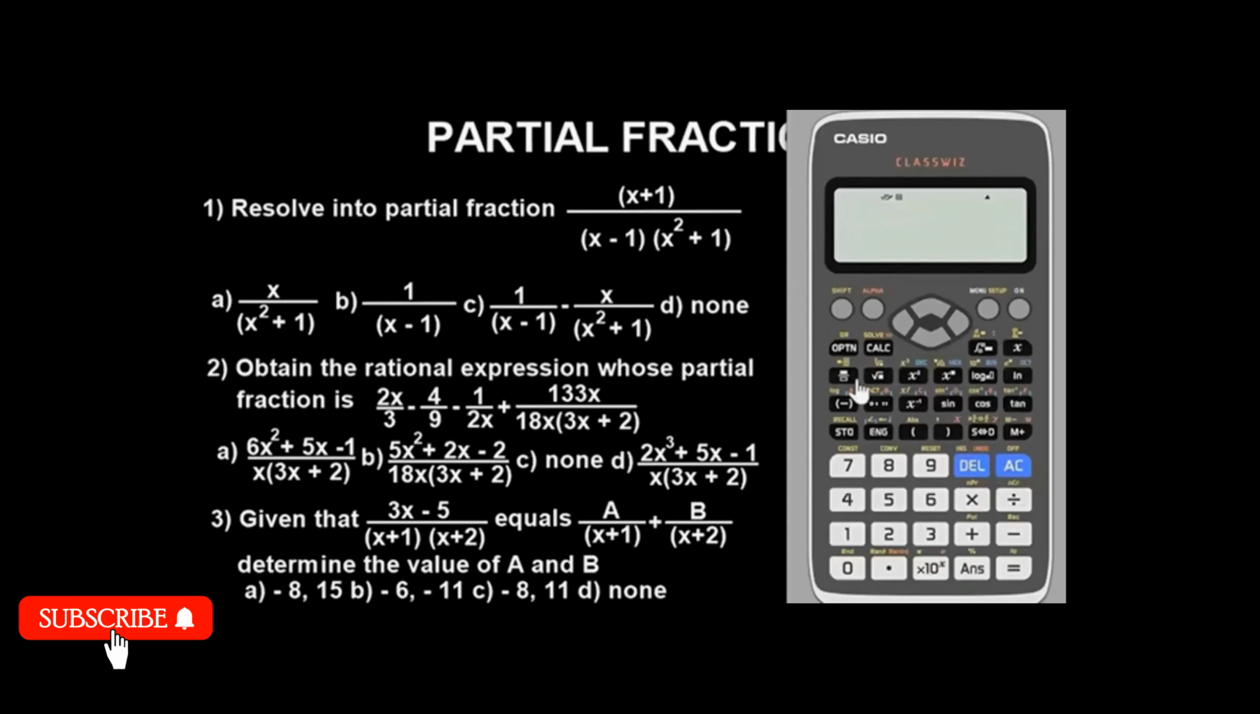Very simple, guys. Okay, so question 3 says given that 3x minus 5 all over x plus 1 in brackets and also x plus 2 in brackets equals a over this plus b over this. Determine the value of a and b. So guys, this is very simple. What this is trying to make us understand is that we should simplify this. When you simplify it, we should check the value of a and b, that when you use them to substitute a and b in these options, it will give you the same value you will get after simplifying.